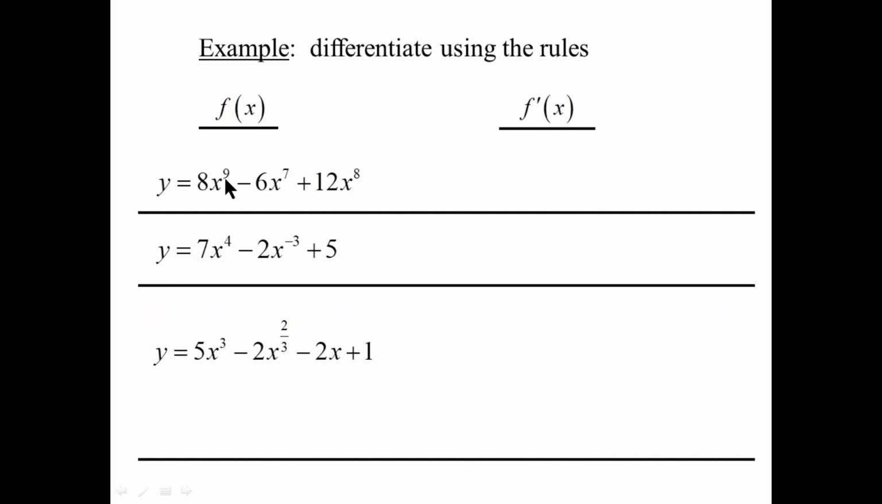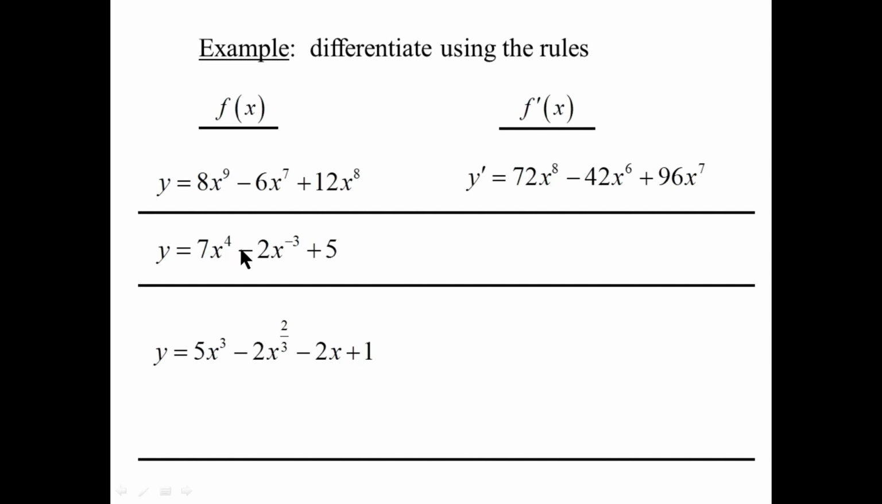Let's do some more practice. 9 times 8 is 72, x to the 8. Minus 42, x to the 6. And 8 times 12 is 96, x to the 7. Now it also works when the exponent on x is negative. Just be sure to subtract 1. So that minus 3, when differentiating, will become minus 4.